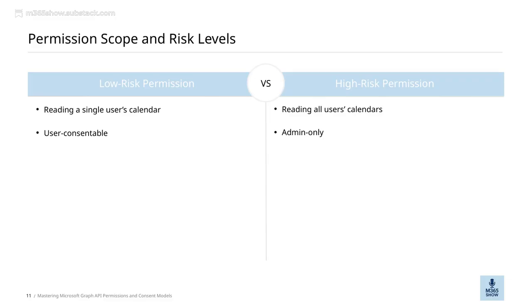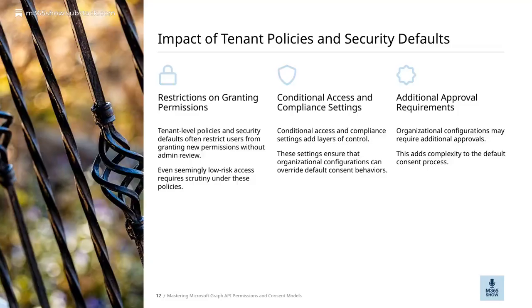have more control. The key takeaway here is that permissions vary in risk, and it's important to choose the least privilege necessary for your application to function effectively. This aligns with our overall theme of mastering permissions and consent models to ensure secure, responsible access to data. Now, let's take a look at the impact of tenant policies and security defaults.